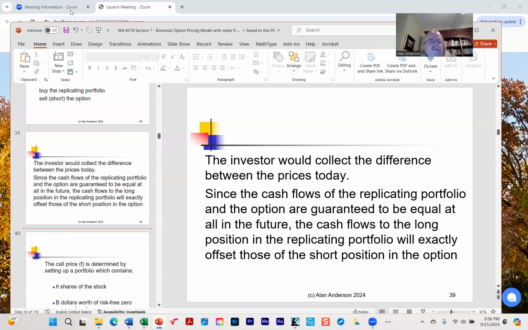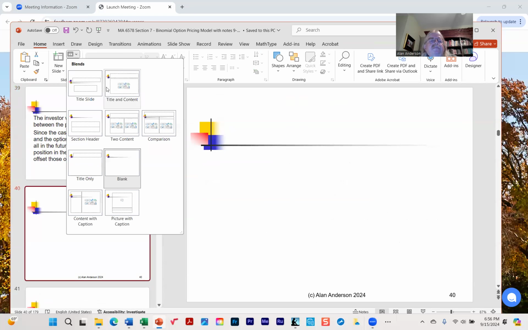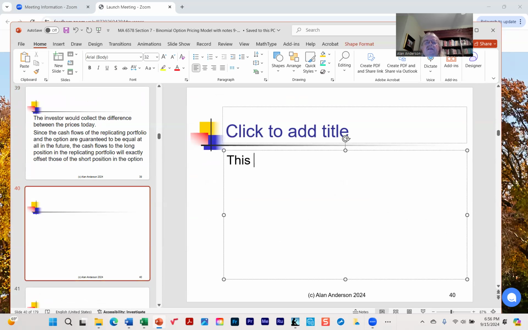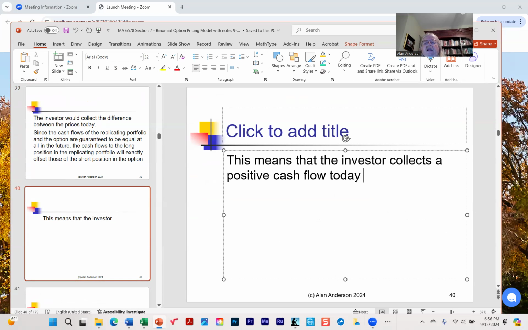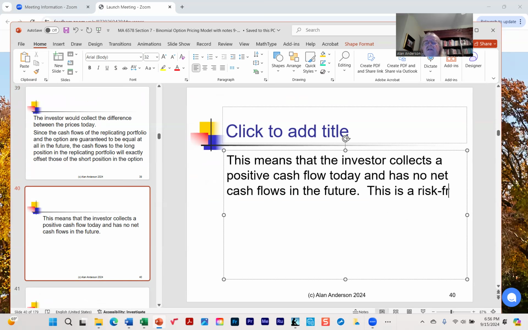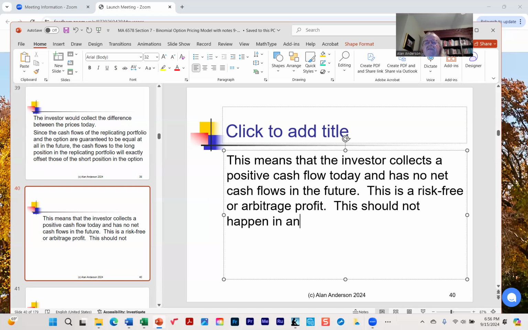So in other words, you've got a scenario where this means that the investor collects a positive cash flow today and has no net cash flows in the future. Okay, so in other words, this is a risk-free arbitrage. This should not happen in an efficient market.